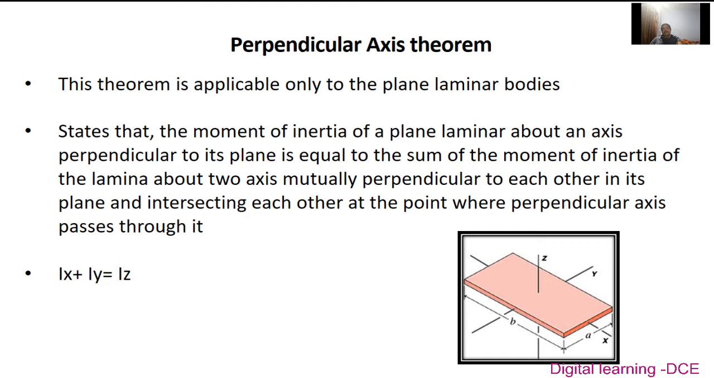But it is difficult to find the moment of inertia about the z-axis, which is perpendicular to the plane and mutually perpendicular to the two axes x and y. In this case, we use the perpendicular axis theorem to determine the moment of inertia along the z-axis.